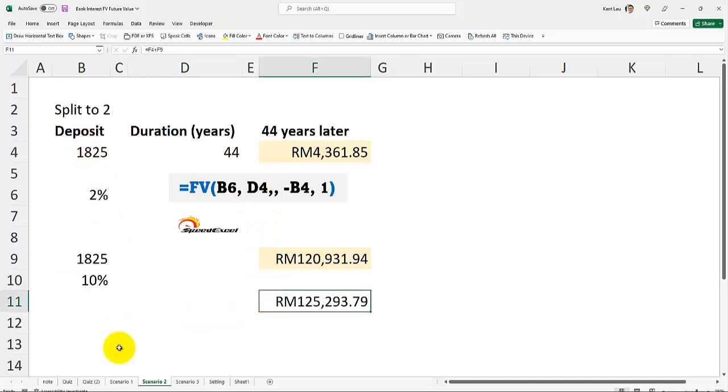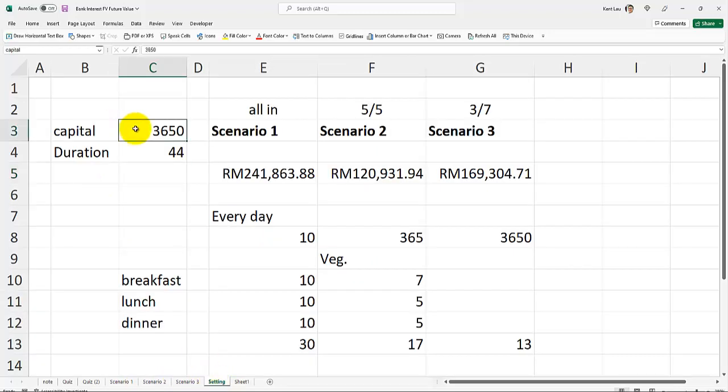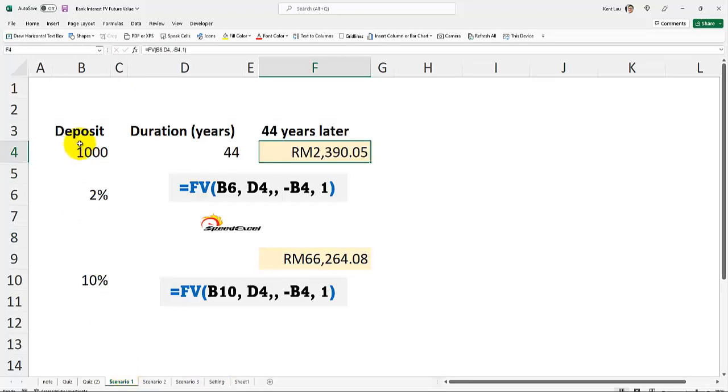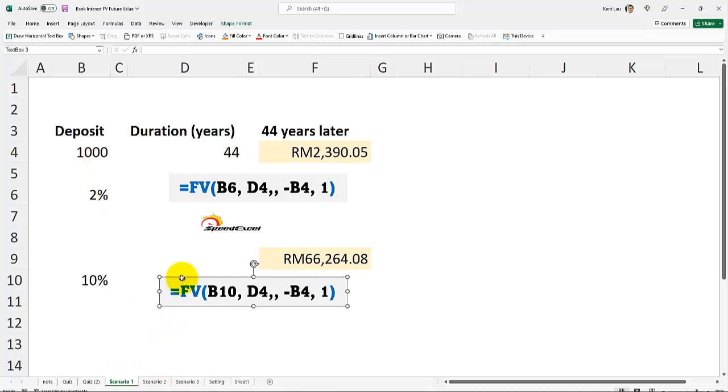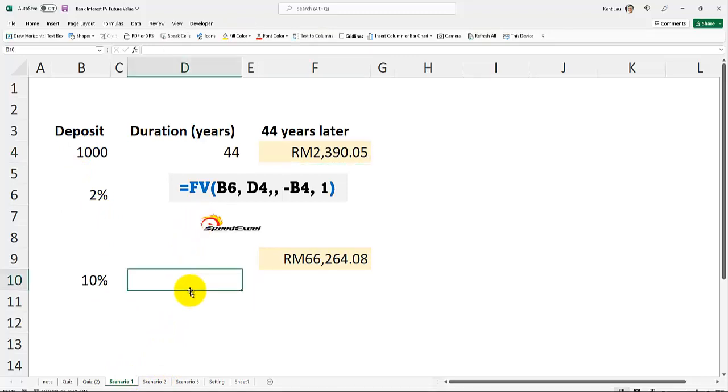So if we just put there, I go back to the setting, change it to 1000. So when I change 1000, it will affect this scenario 1, as you can see here. So that's 10%. So in scenario 1, you either take this or put everything here. That could be very risky. But a thousand, right? It's not that risky.